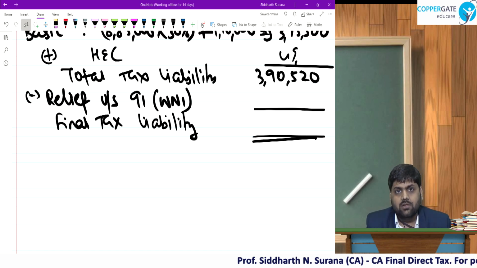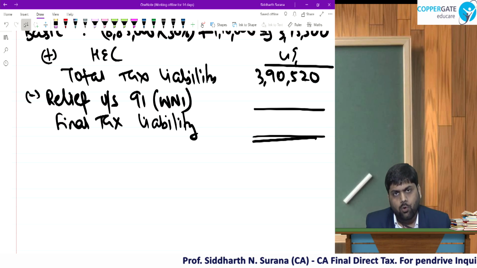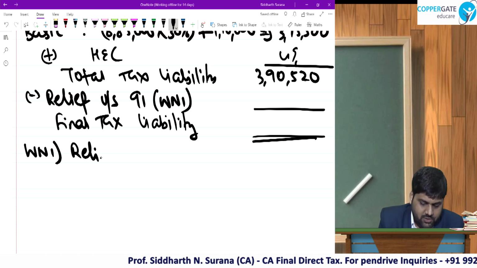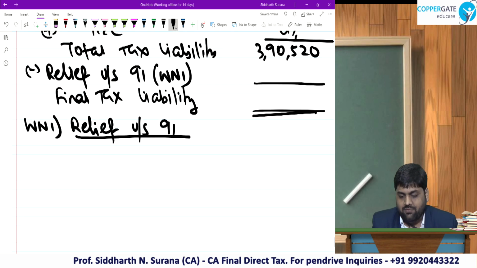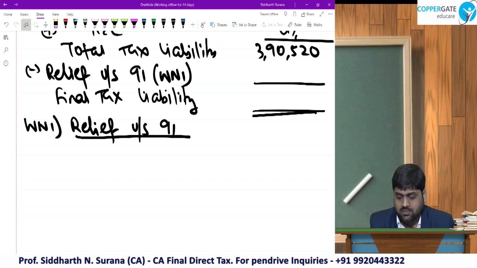What is my final tax liability? Only after calculating my relief. Without wasting any time, let us go to calculation of relief under section 91, where the logic is Indian tax or foreign tax, whichever is lower.